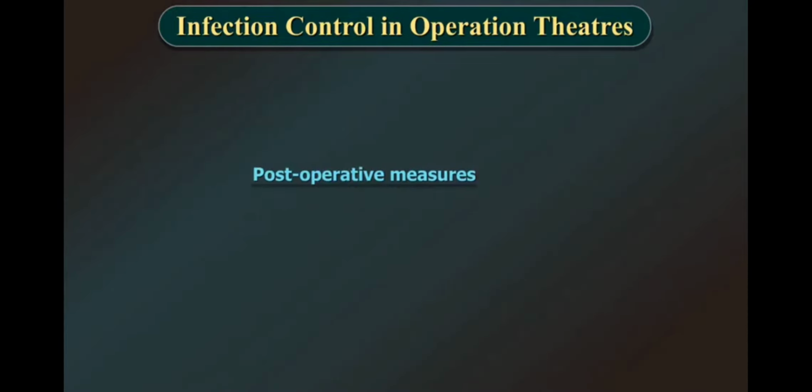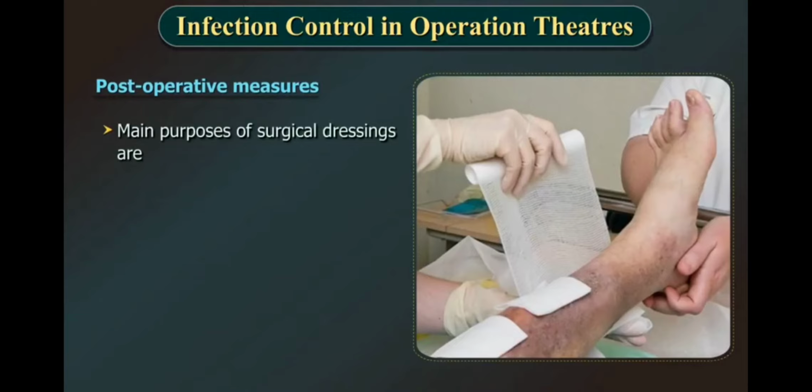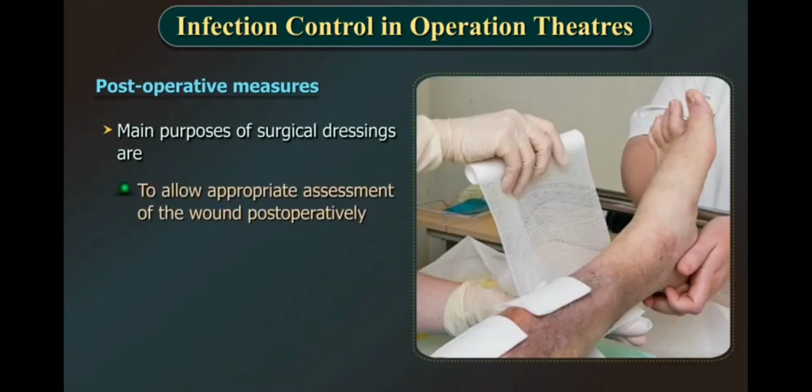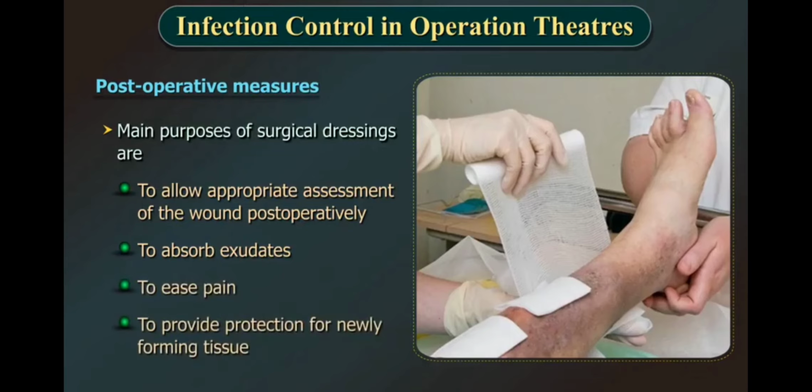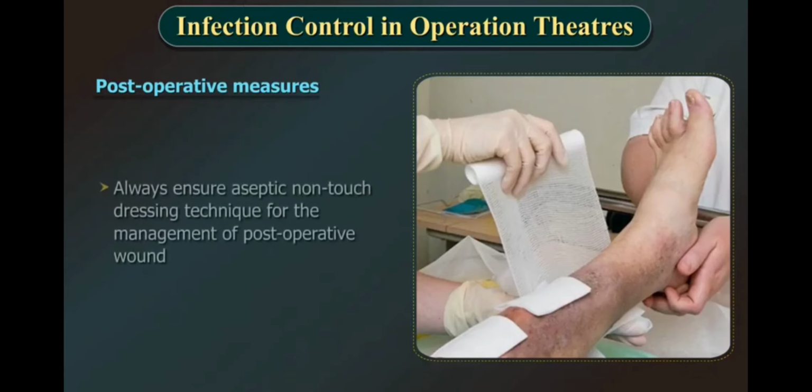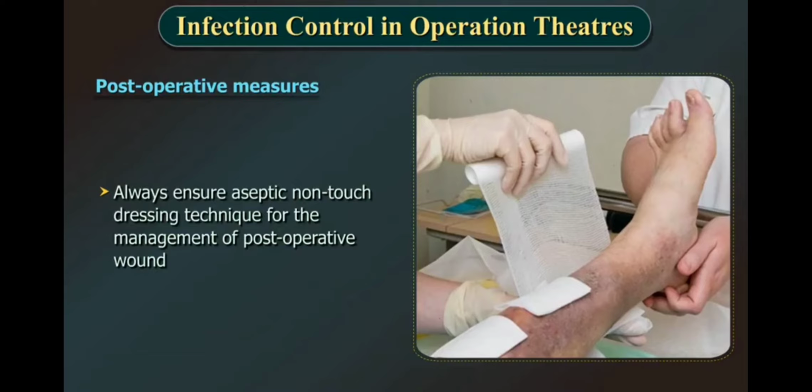Post-operative measures. The main purposes of surgical dressings are to allow appropriate assessment of the wound post-operatively, to absorb exudates, to ease pain, and to provide protection for newly forming tissues. Always ensure aseptic, non-touch dressing technique for the management of post-operative wound.